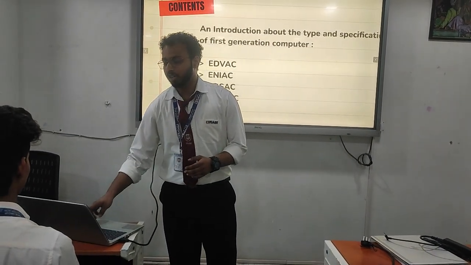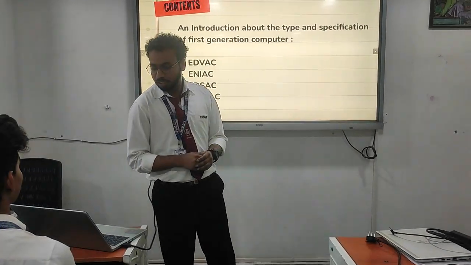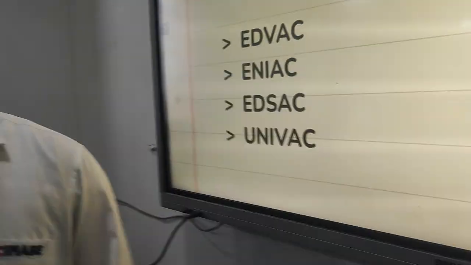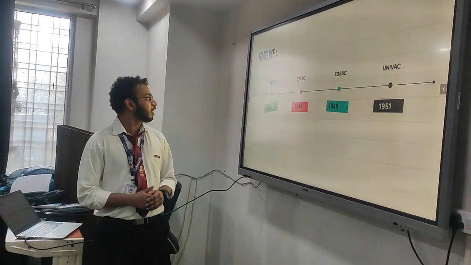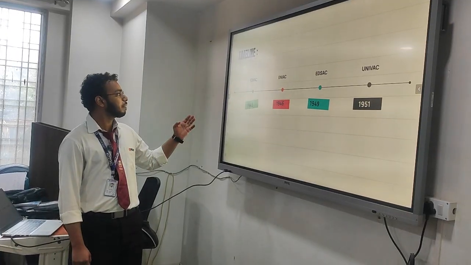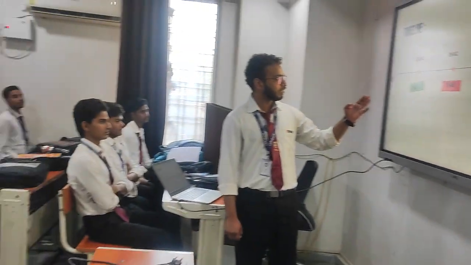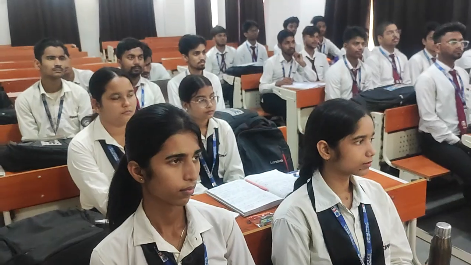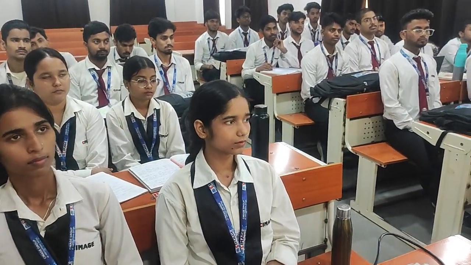First of all, in the first generation of computer, we are going to see the different types: EDVAC, ENIAC, EDSAC, and UNIVAC. We will go through the timeline first, to see which type of first generation computer was developed in which year. EDVAC was developed in 1945, the ENIAC version in 1946, the EDSAC variant in 1949, and similarly the UNIVAC in 1951.